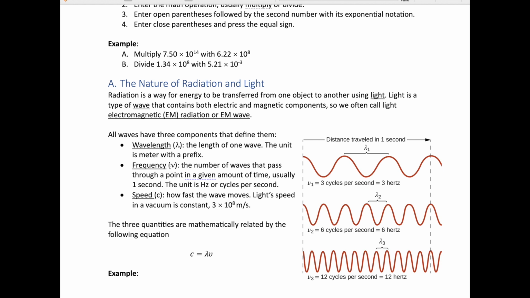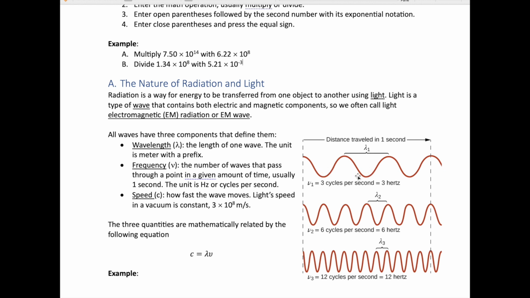It has this symbol, looks like a V, but it's actually the Greek letter nu, N-U, and it just measures the number of waves that pass through a specific point. So for example, if I'm starting my stopwatch and then I stop it a second later and I measure how many complete waves have gone through. In this particular case, we got one wave here, another wave here, and another wave here. So there's 3 waves that pass through this 1 second time period.